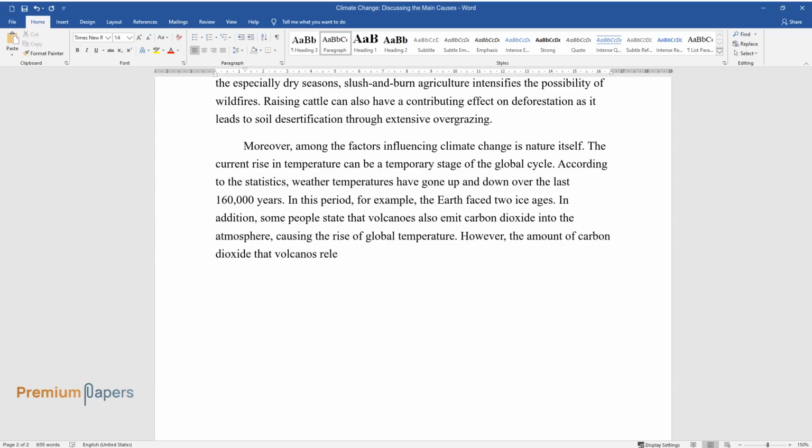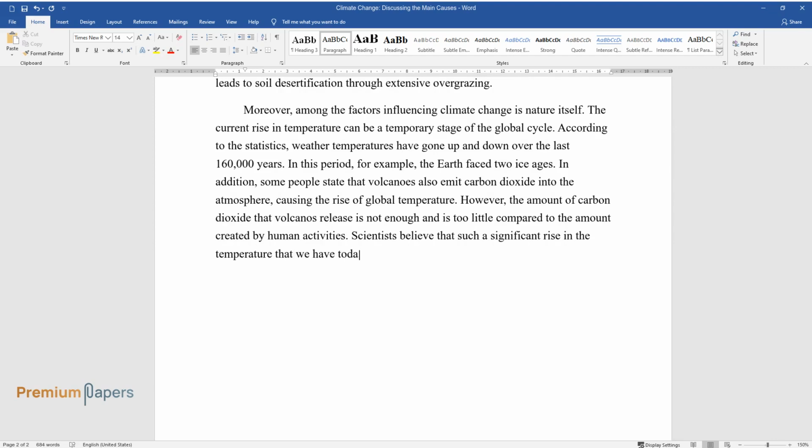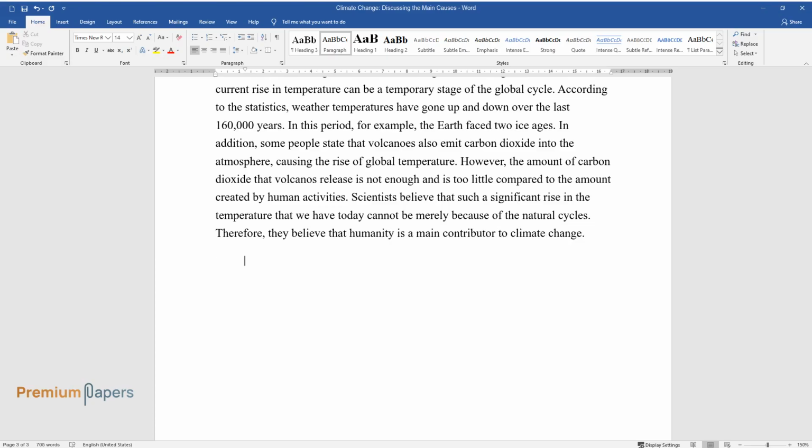However, the amount of carbon dioxide that volcanoes release is not enough and is too little compared to the amount created by human activities. Scientists believe that such a significant rise in the temperature that we have today cannot be merely because of the natural cycles. Therefore, they believe that humanity is a main contributor to climate change.